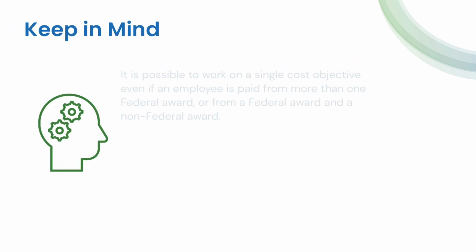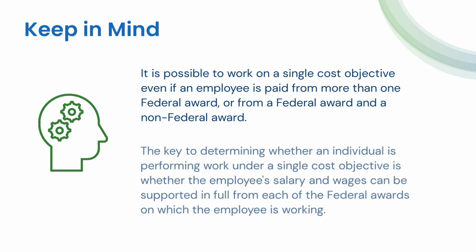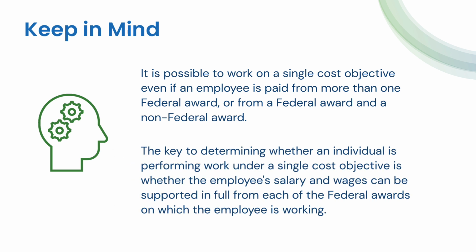Keep in mind, it is possible for an individual to perform work under a single cost objective, even if they are paid under more than one federal award, or paid under a federal and non-federal award. The key to determining whether an individual is performing work under a single cost objective is whether the employee's salary and wages can be supported in full from each of the federal awards on which the employee is working.